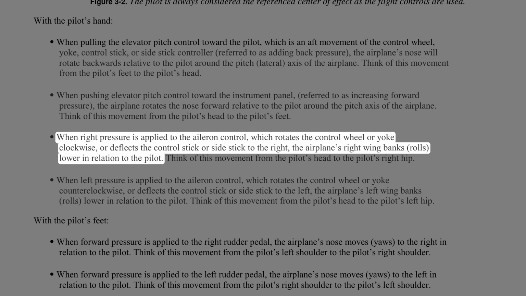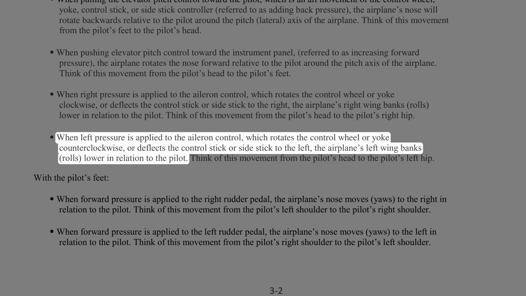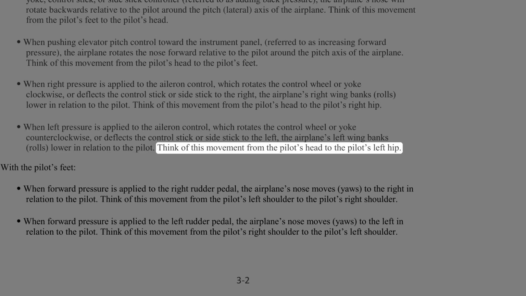When right pressure is applied to the aileron control, which rotates the control wheel or yoke clockwise, or deflects the control stick or side stick to the right, the airplane's right wing banks, rolls, lower in relation to the pilot. Think of this movement from the pilot's head to the pilot's right hip. When left pressure is applied to the aileron control, which rotates the control wheel or yoke counterclockwise, or deflects the control stick or side stick to the left, the airplane's left wing banks, rolls, lower in relation to the pilot. Think of this movement from the pilot's head to the pilot's left hip.